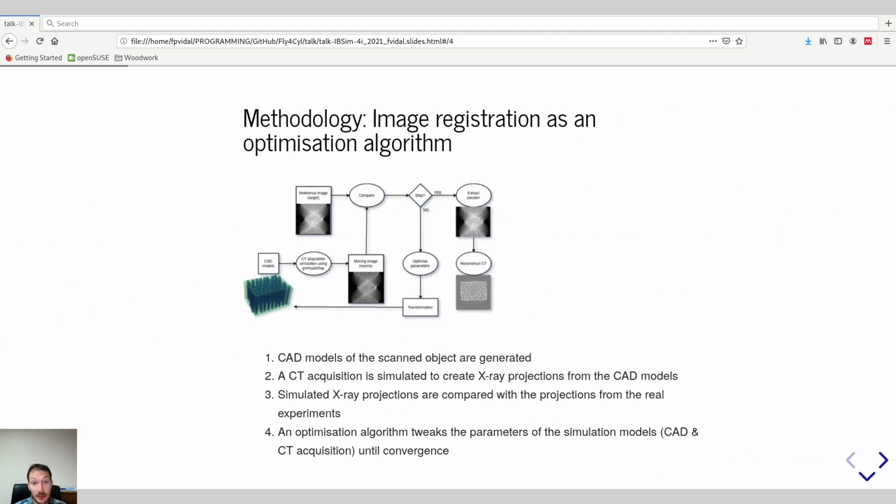So as an alternative, we propose an image registration framework that uses X-ray simulation from CAD models. So we have a model to simulate CT acquisition, and we're going to tune this CAD model and some of the acquisition parameters, so that the simulated data will match the data from ESRF, and an optimization algorithm will tune the parameters.